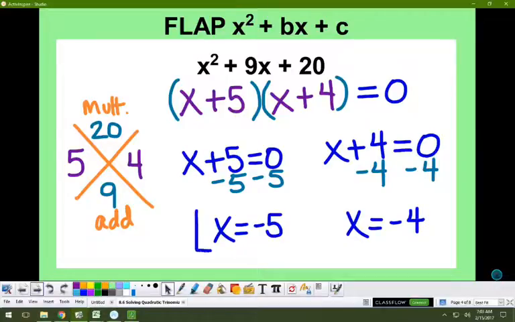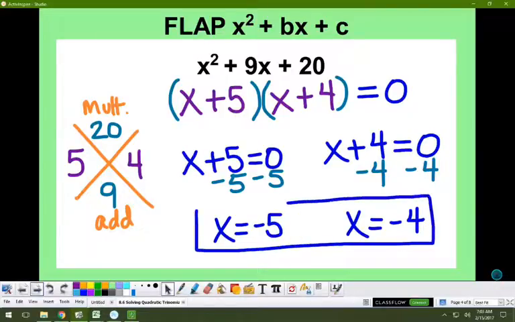So negative 5 and negative 4 are the two solutions to this quadratic equation if we were going to solve it. Sometimes they're just going to ask you to factor, and you would stop with the two sets of parentheses. If it asks you to solve, then you set those parentheses equal to 0, and you find out what x equals. Okay, so that's how it works when everything is positive. Everything in the parentheses will wind up being positive numbers as well.